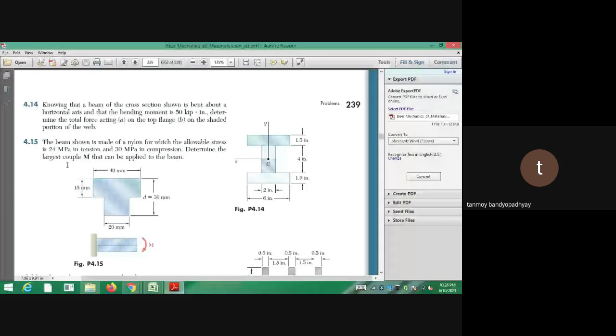So this is just the reverse problem. So here you have to find out the largest couple that can be applied to the beam based on the stresses actually. So the allowable stresses in tension and the allowable stresses in compression are given to you. So you have to just determine the value of the permissible moment that the beam can bear. So going to this problem, you go to page number 53 of the notes that I have shared.